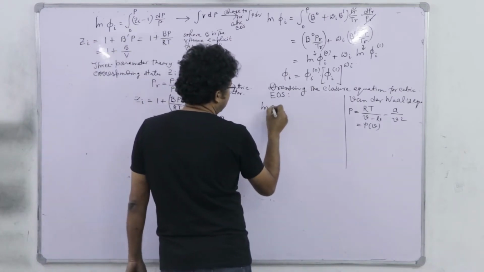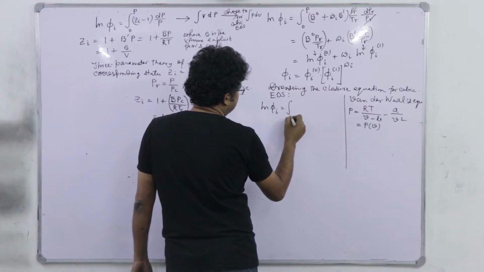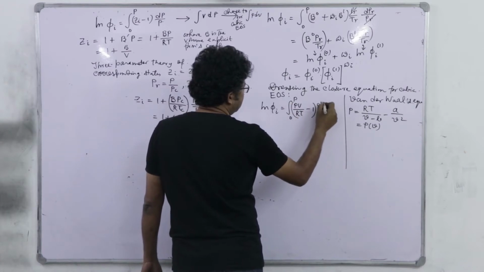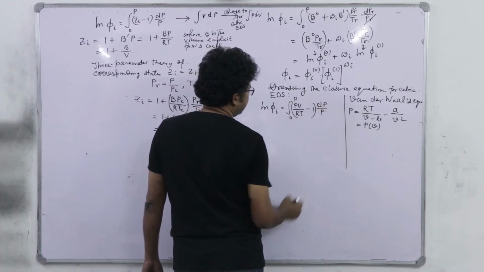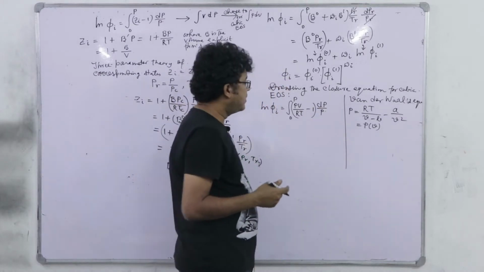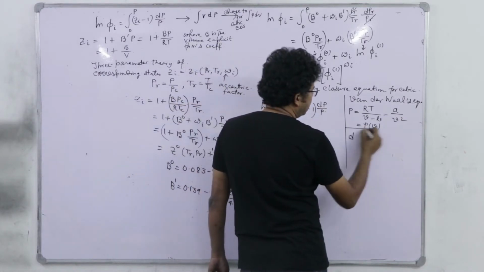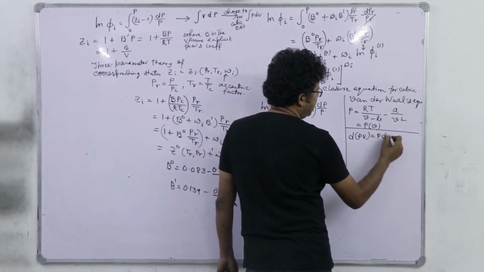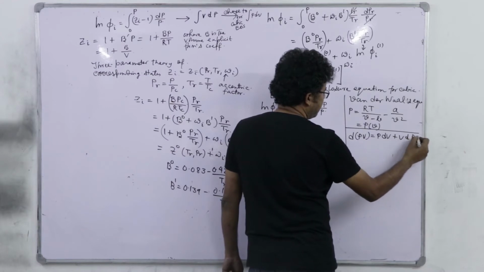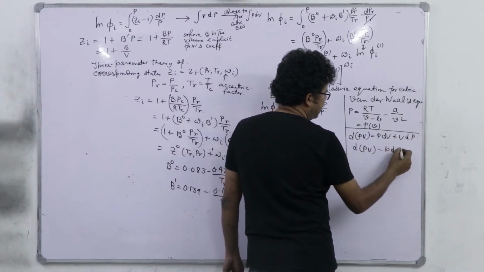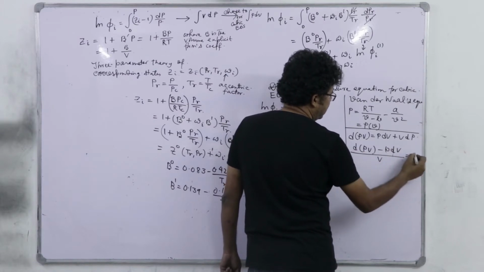So, you see ln phi i is the integral from 0 to P of (PV by RT minus 1) dP by P. So, this dP we are going to replace, and how can we replace it? We know that d of PV is equal to P dV plus V dP. So, d of PV minus P dV, divided by V, equals dP.